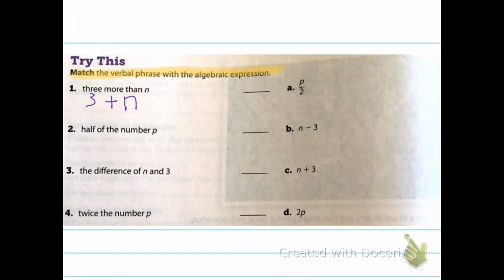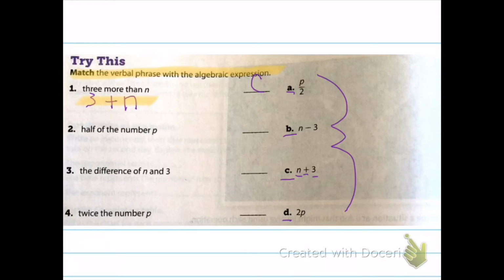So if we look at our options, we have A, B, C, and D. You're looking for an option that contains these 3 things. Now, since it's addition, we know from our lessons before spring break that it doesn't have to be in this order. So if we look through this list, we see that we do have n plus 3. And that's the same thing as 3 plus n. So number 1 would be C.